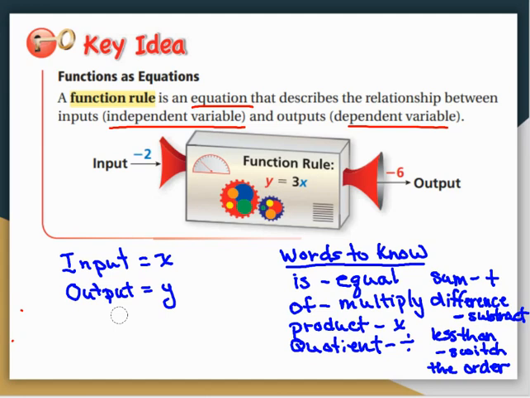When you are doing this, these are words that you should know. You've heard them all before, but just as a review, if you see the word is, it means equals. If you see the word of, it means multiply. If you see the word product, it also means multiply. Quotient means divide. Sum means add. Difference means subtract. And when you see this key little word here, than, like less than or greater than, that means that you need to switch the order of the two things you're talking about.